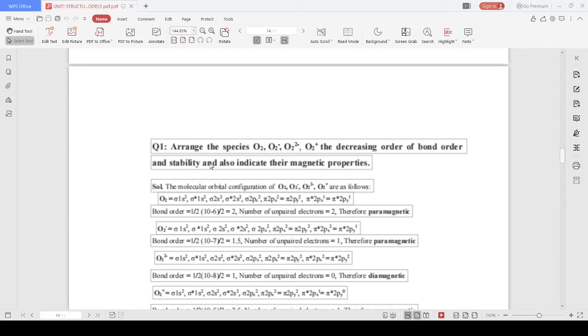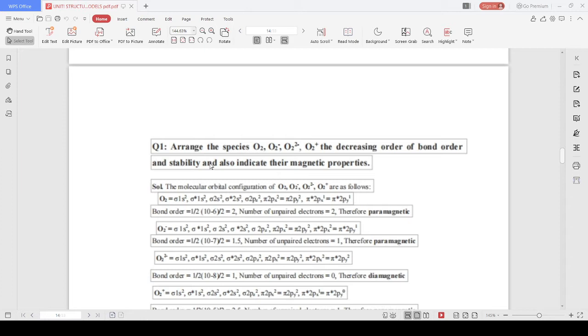At the same time, O2 minus: sigma 1s2, sigma star 1s2, sigma 2s2, sigma star 2s2, sigma 2px2, pi 2py2, pi 2pz2, pi star 2py2 equal to pi star 2pz1. Bond order is 1.5. Number of unpaired electrons only 1. Therefore, paramagnetic nature.